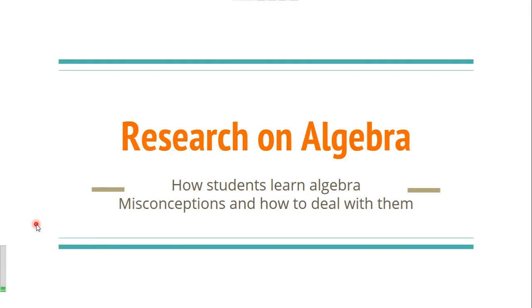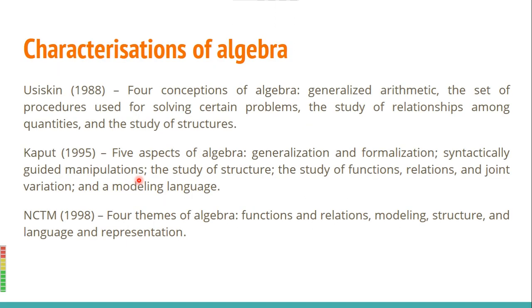Hi, this video is about the learning or characterization of algebra and the common misconceptions and suggestions on how to address them. When we define algebra, the focus is on its characterizations, meaning how is it different from the other mathematical strands. Usiskin, Kaput, and NCTM have each defined algebra differently. Words like conceptions, aspects, and themes are used to refer to what I meant by the characterization of algebra. The similarity in these definitions is that algebra focuses on generalization, true representation, or modeling and structure.